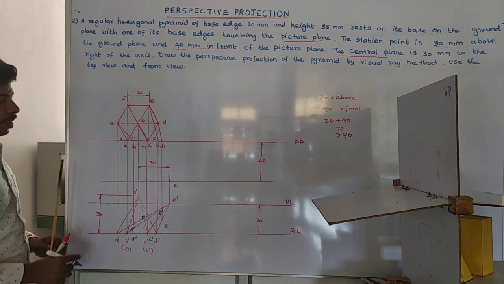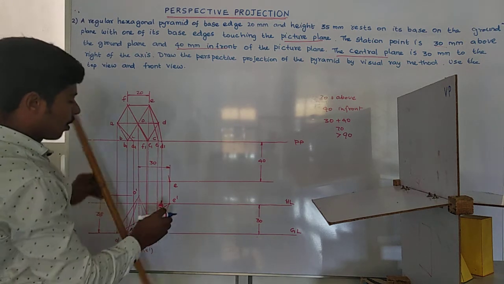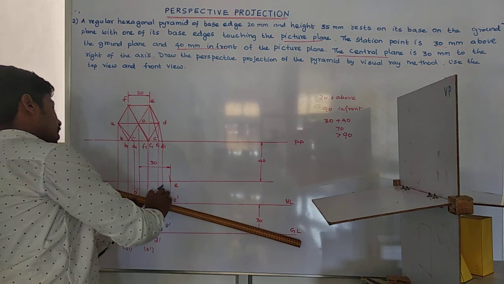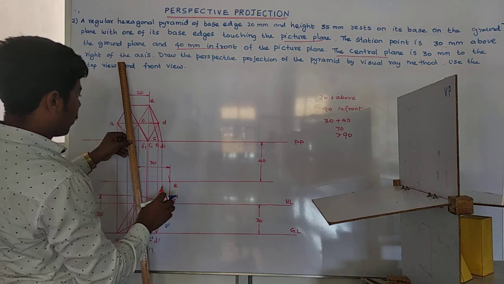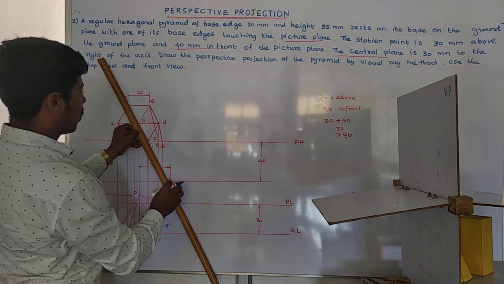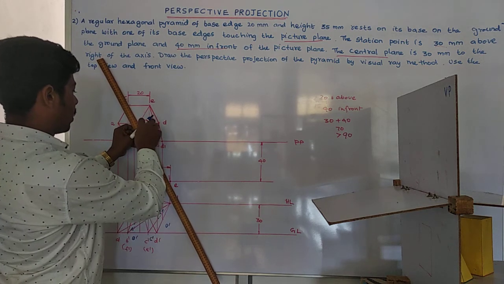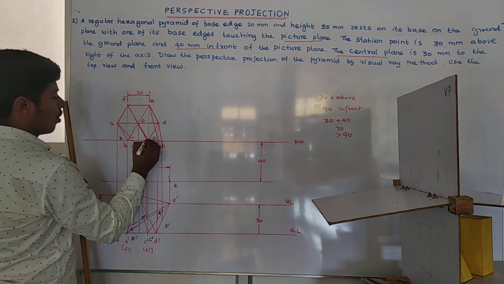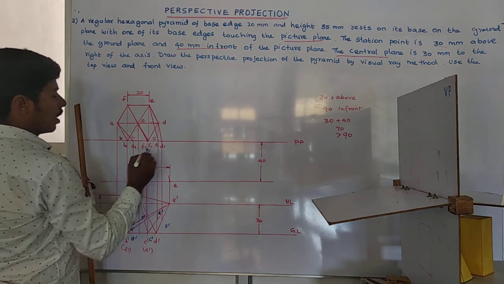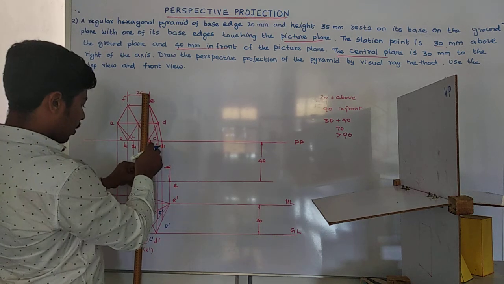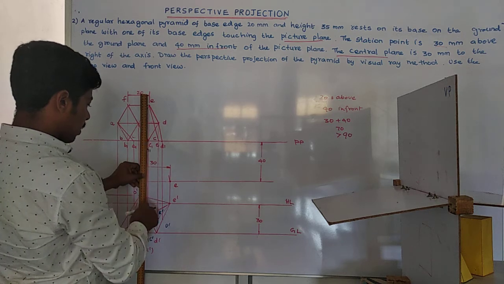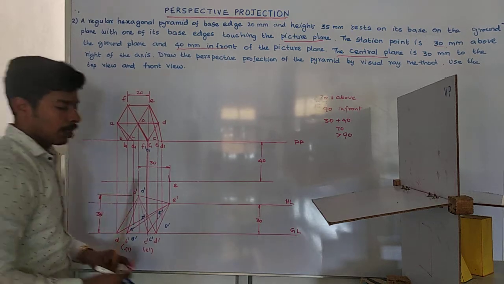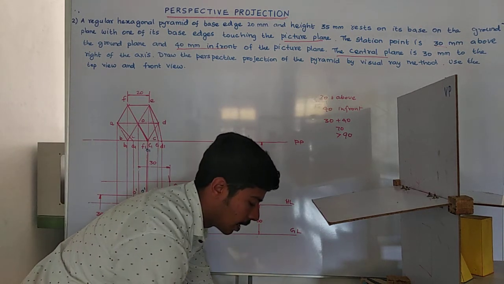So same way O also, O to P. Bring O1 also here. So here O1 is there now. Then bring O1 down. This is O1. So we found all the edges.